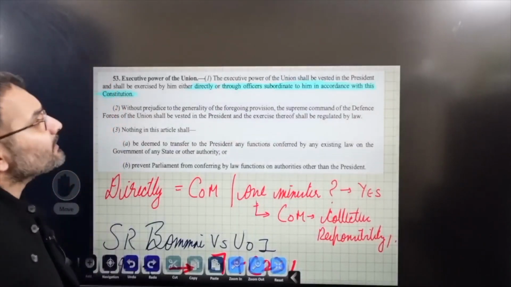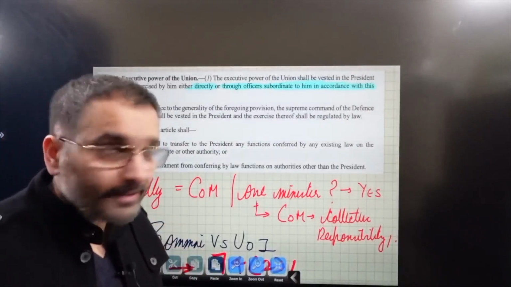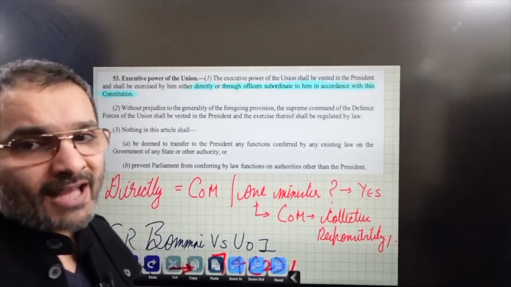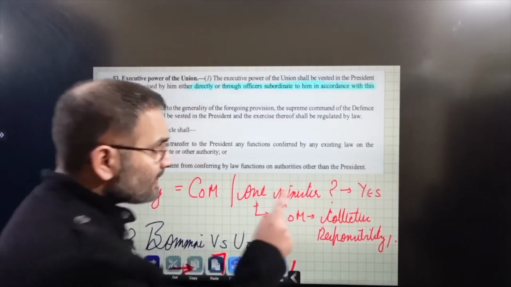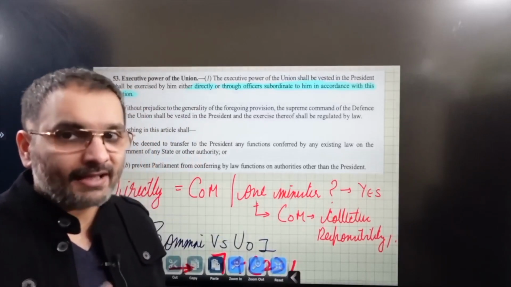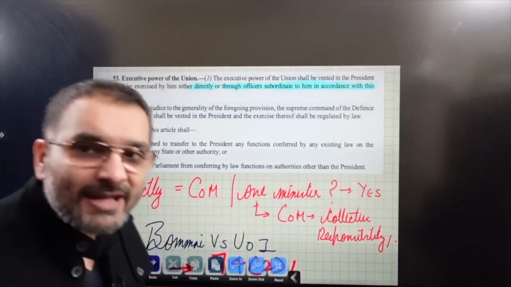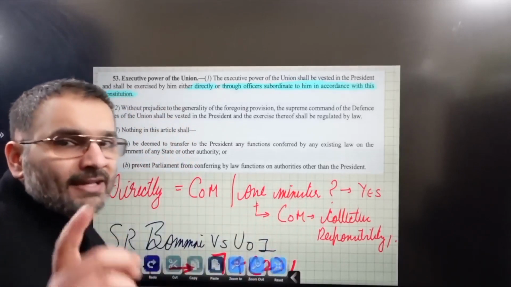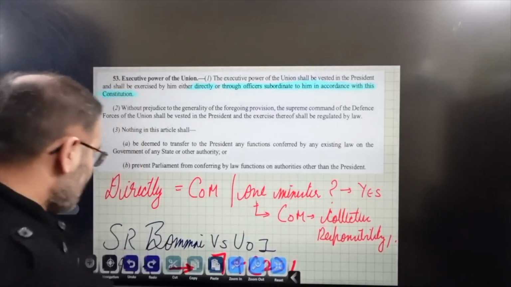Now, the executive power of the Union shall be vested in the President, and shall be exercised by him either directly. What does directly mean? Directly means through the Council of Ministers, or it can be via one minister. Yes, but the Council of Ministers will have collective responsibility over that advice as well. All right, do you get that? Directly obviously means acting on the advice of the Council of Ministers. But can one minister advise him and can he take action? Yes. So the Council of Ministers will be collectively responsible for such advice.